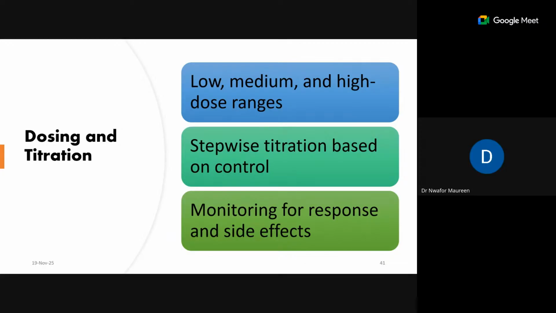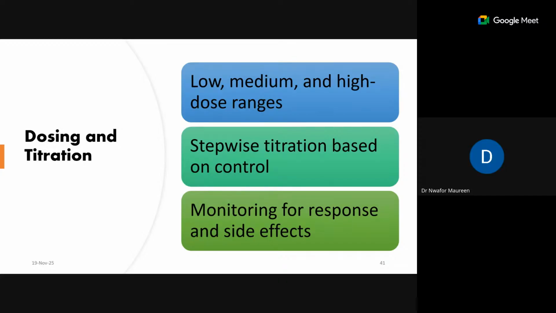Even when you want to stop corticosteroids, you taper the dose down. Don't just stop abruptly. It's wrong. So you stepwise titrate based on control. Start from a low dose and monitor your patient. If you are achieving your goal, then you stick on that dose. If you are not, continue to step it up.